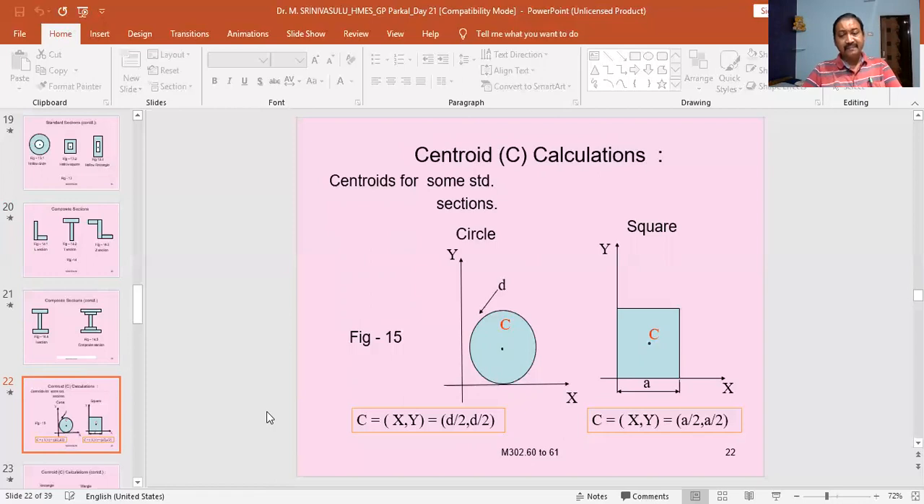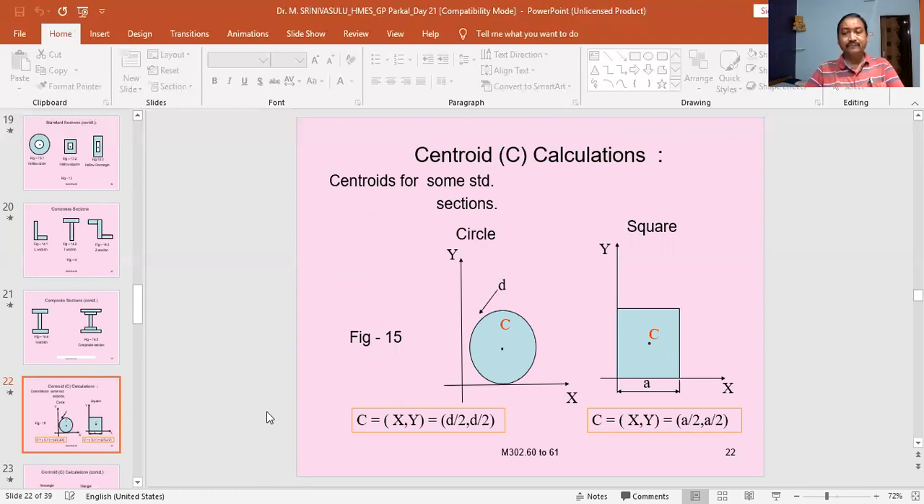So we know that the center point is at a distance of d by 2 from the y-axis, that is the x coordinate, and the center point is also at a distance of d by 2 from the x-axis, that is the y coordinate. So the coordinates of the centroid for a circle, x, y is equal to d by 2, comma, d by 2, where d is the diameter. Sometimes if we take the radius r, that is nothing but r, like that.